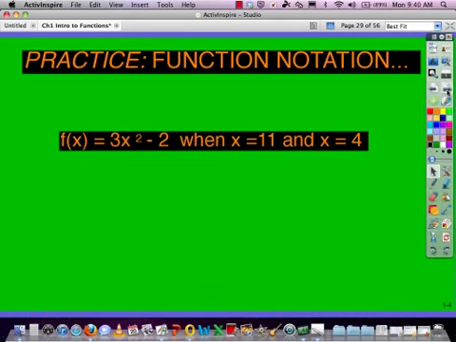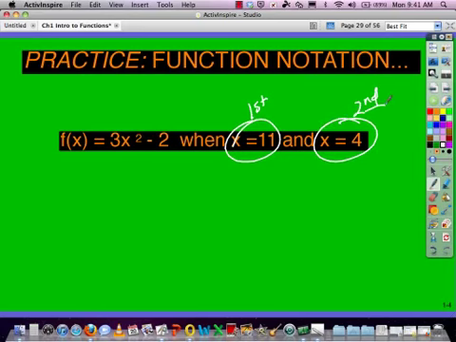We're working on substituting functions. We're going to continue to work on that. So if I gave you function notation, this is known as f of x notation again, and we want to solve it when x is 11 and then when x is 4. Remember, my key on these is you can only put in one of them at a time. So you would do, let's say, the 11 first, and you do the x equals 4 second. You cannot do them at the same time.